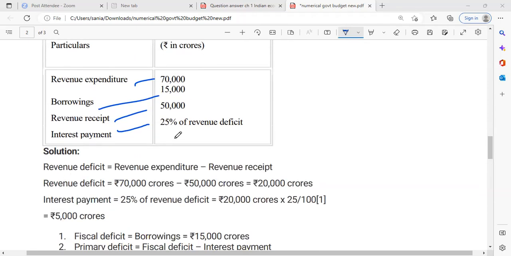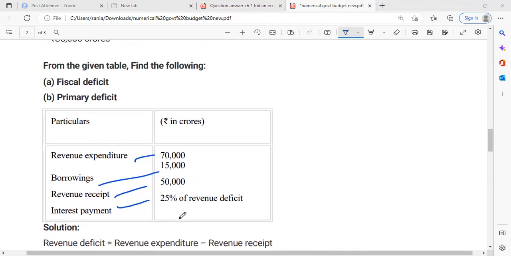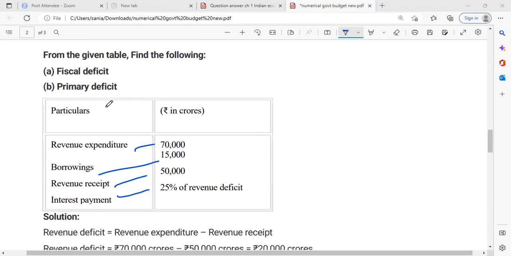See, first of all, you have to find the revenue deficit. What is the formula for revenue deficit? Revenue expenditure minus revenue receipt. You have both. Both are given. Find it quickly. So revenue expenditure, that is 70, minus total revenue receipts, that is 3,000, which is equal to 20,000. Okay, 20,000 is the revenue deficit.